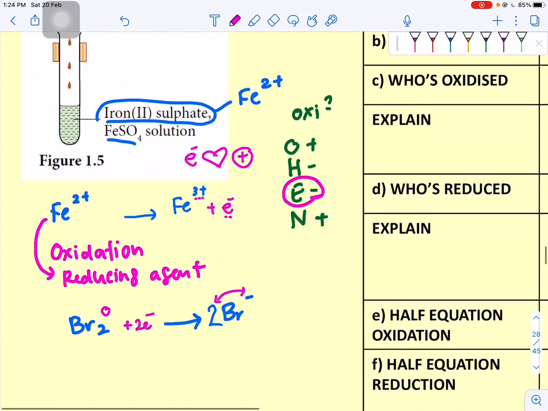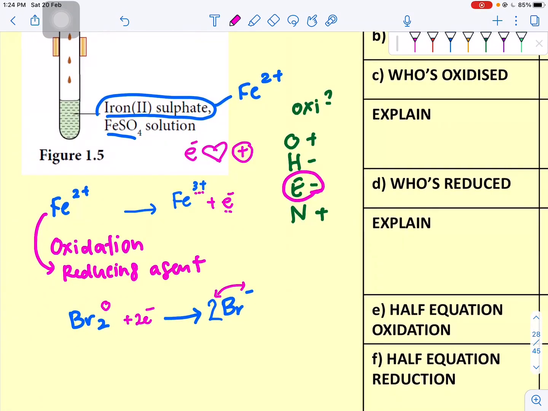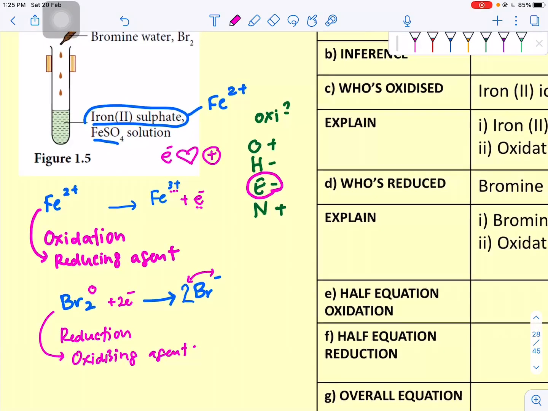So what happened? Is it correct that reduction occurred? Check with the OHEN principle. Br2, what happened? There is electron beside it. So Br2 we consider gained electron. When it gains electron, look at the principle: gain electron, yes, that is reduction. Okay, gain electron is reduction. So since it is reduction, Br2 is straight away called the oxidizing agent. So this is what happened in this process.